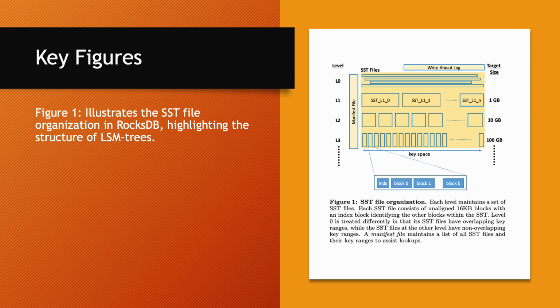The first figure illustrates the SSD file organization in RocksDB, highlighting the structure of LSM trees. As you can see in the figure, each level maintains a set of SSD files. Each SSD file consists of unaligned 16 KB blocks with an index block identifying other blocks within the SSD. Level 0 is treated differently in that its SSD files have overlapping key ranges, while SSD files at the other levels have non-overlapping key ranges.